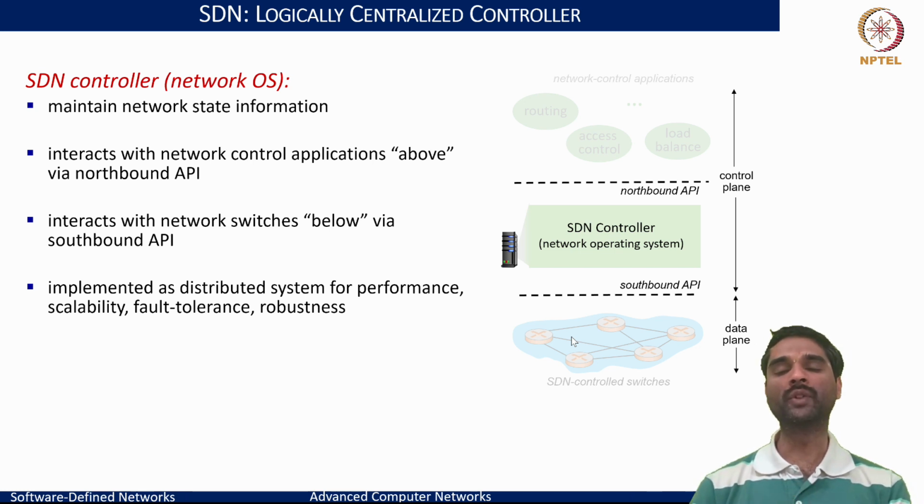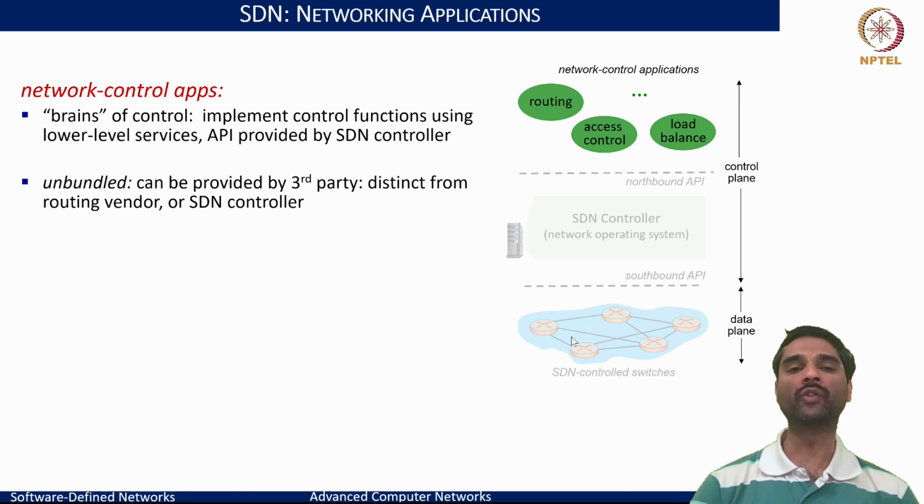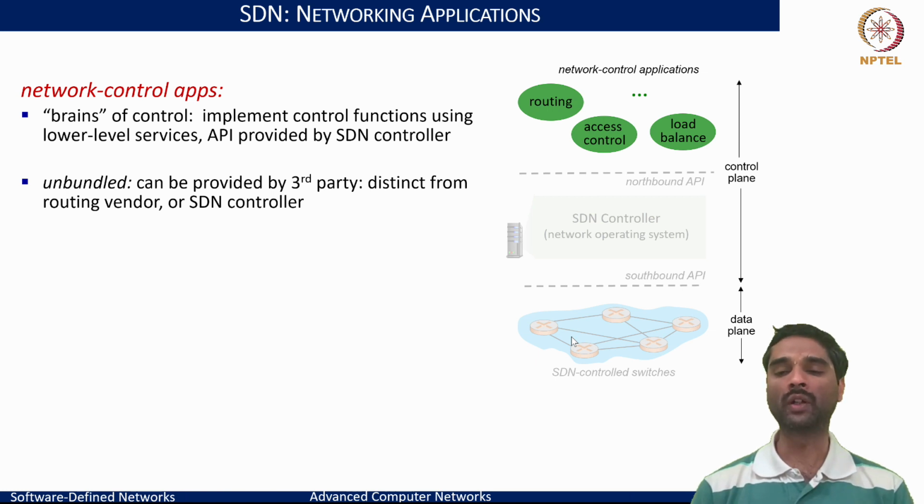And hence we term this a logically centralized controller, which could be physically distributed. On top of this SDN controller would reside the core network control apps. These network control applications are in fact the intents that we want the underlying network devices to do and honor.